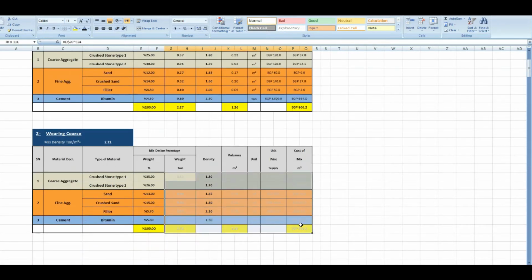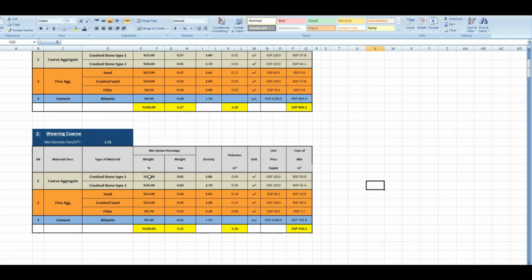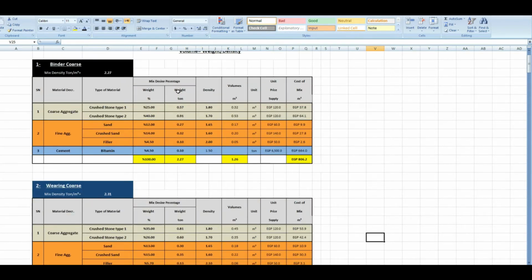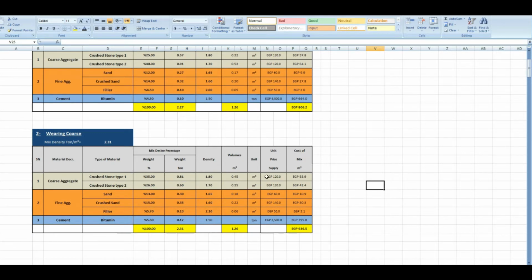The same way can be done in wearing course. We have here percentage also of the raw material. We can get the weight of material because we have here a percentage of weight of each material from the total weight of the mix. It can easily calculate the direct weight of each material as we calculate in binder course. And the same way we can calculate the cost of material inside the mix.